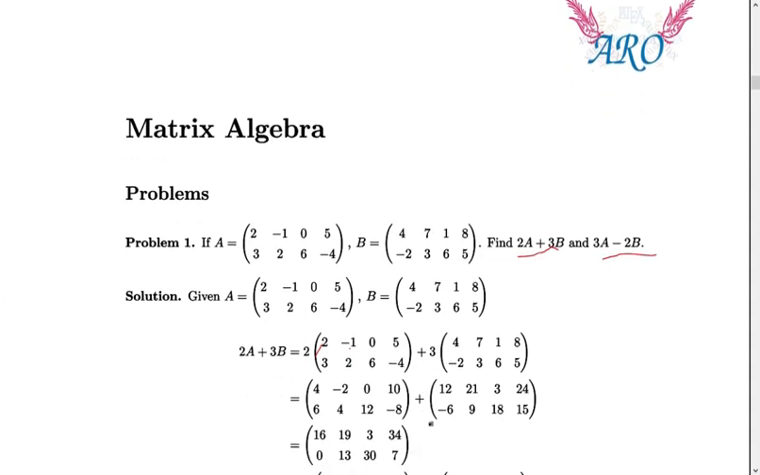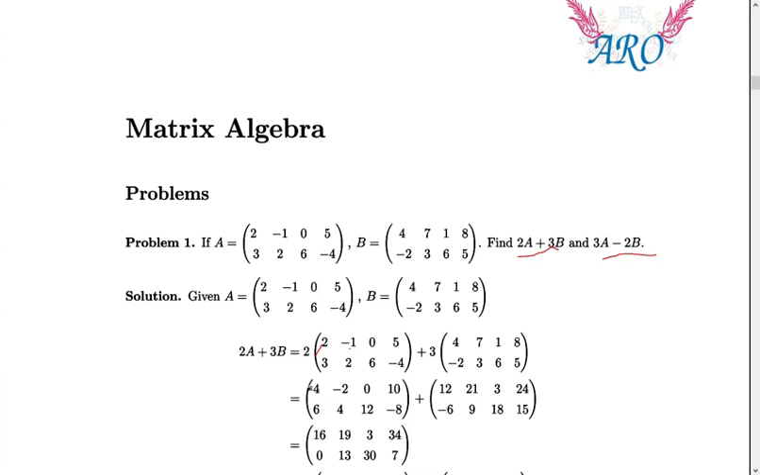Next one, matrix addition. What do you know about matrix addition? Matrix addition is not always possible. Matrix addition is only possible if the matrix orders are the same. Otherwise it's not possible. The matrix order should be the same, otherwise matrix addition is not possible.